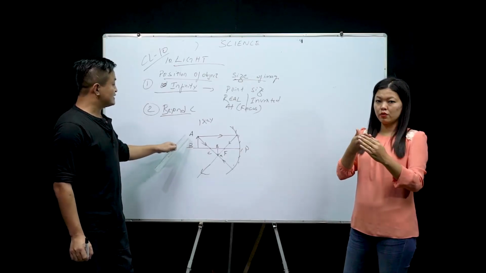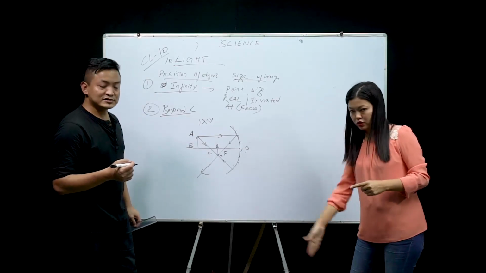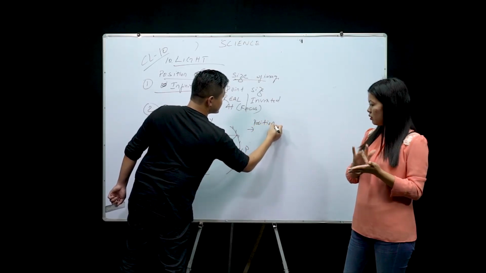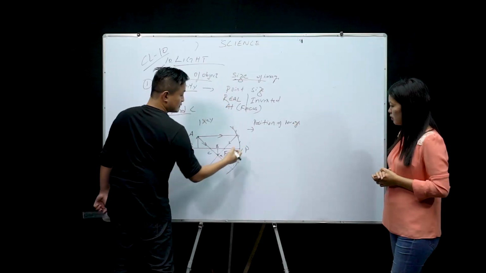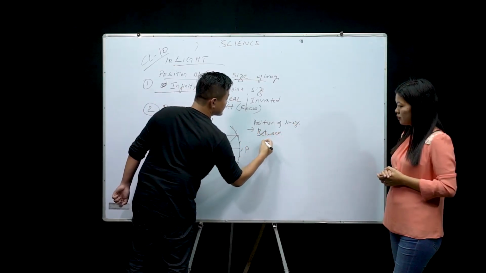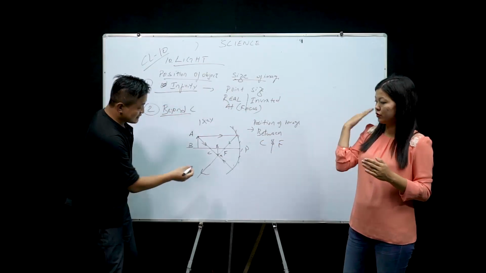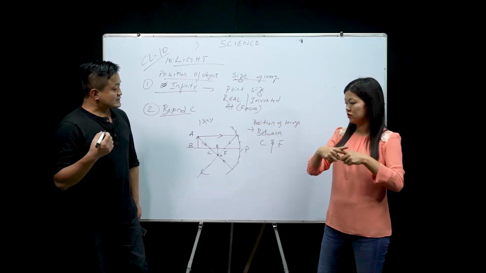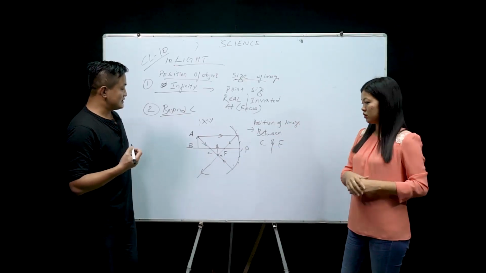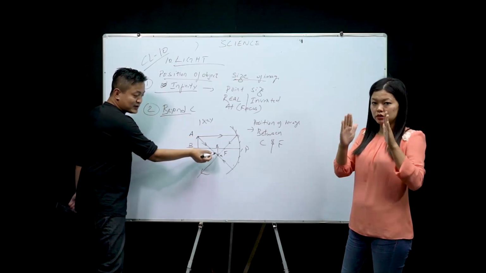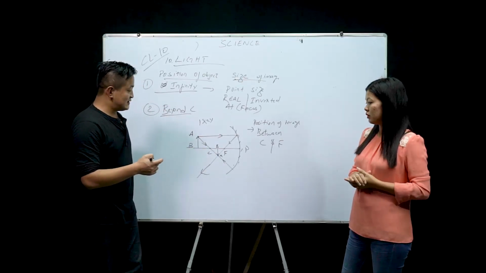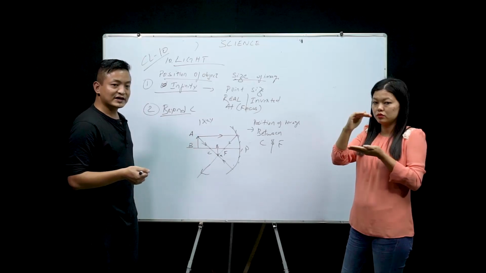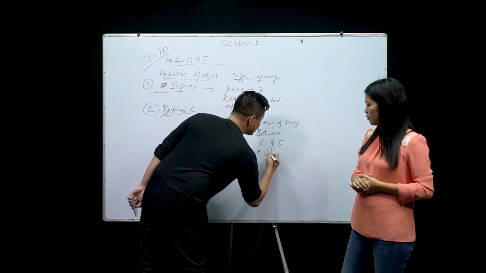When the position of the object is beyond C, we are getting the image between C and F. So the position of the image would be between C and F, right? See, this point is located between C and F. Now what about the size of the image? See, this is our object, and the image that we get is this much. That means the image is smaller than the object, right? The image which you are seeing in the mirror is smaller than the object. So we'll say it is diminished. The size is diminished.